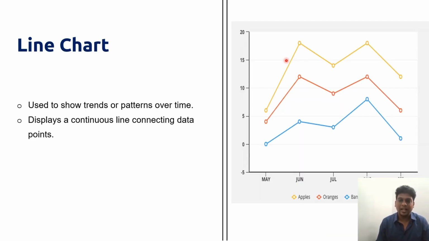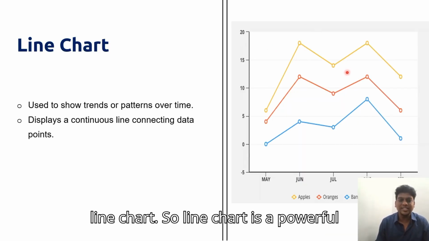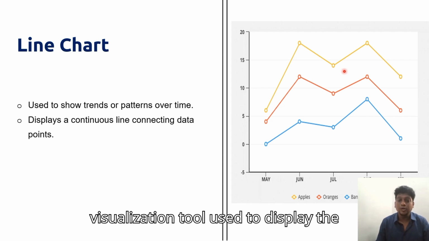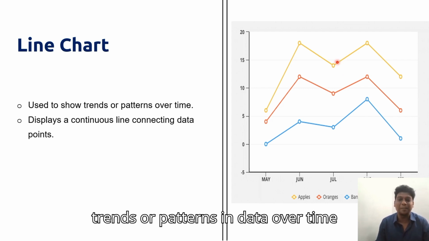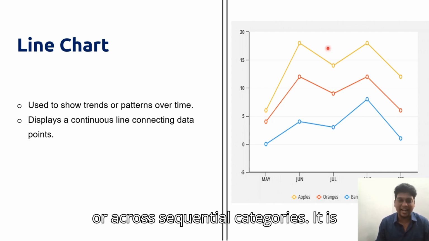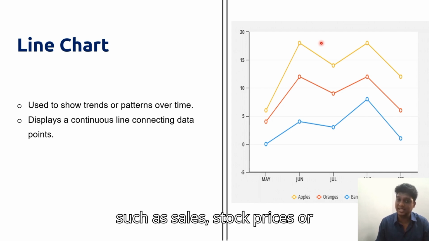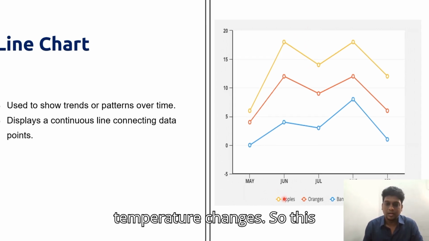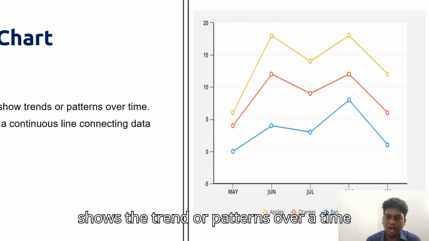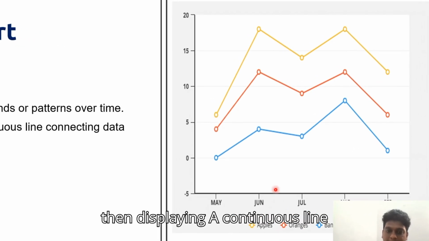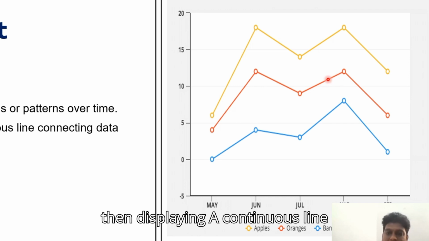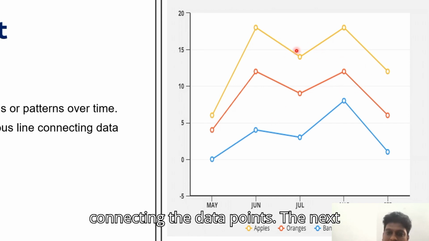The next type is the line chart. A line chart is a powerful visualization tool used to display trends or patterns in data over time or across sequential categories. It is especially used for time series data such as sales, stock prices, or temperature changes. So this shows the trend or patterns over time, displaying a continuous line connecting the data points.